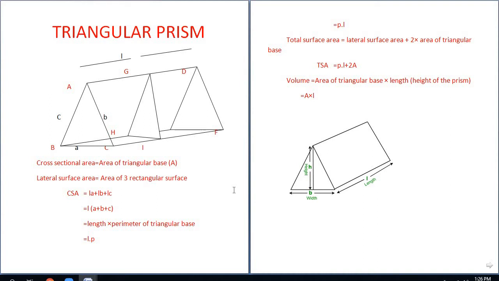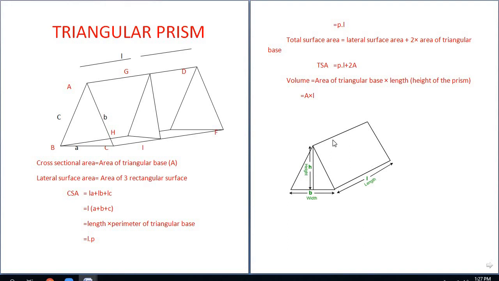Total surface area simply represents the total area occupied by a triangular prism. Here, total surface area represents the lateral surface area including the area of the triangles. That means here we have two triangles, on the front side as well as on the back side. If we add the area of the two triangles along with the three rectangles, we get the total surface area. Simply, total surface area is equal to CSA plus 2 into area of triangular base, that is perimeter into length plus 2 area of triangle.